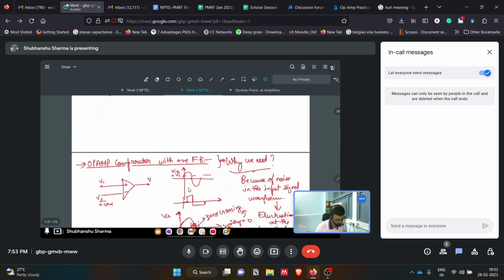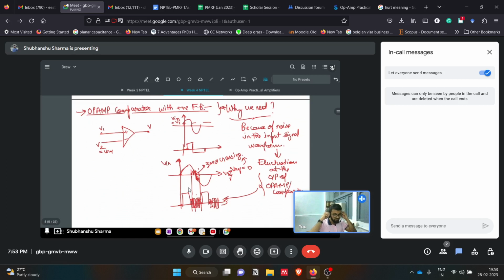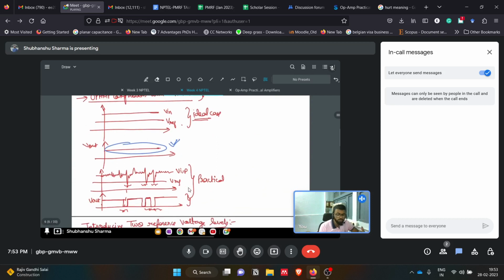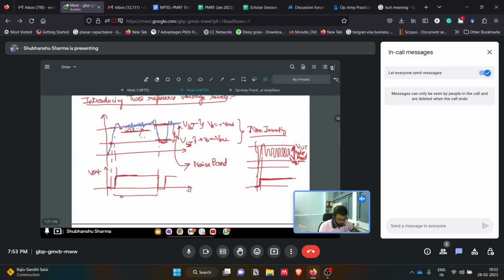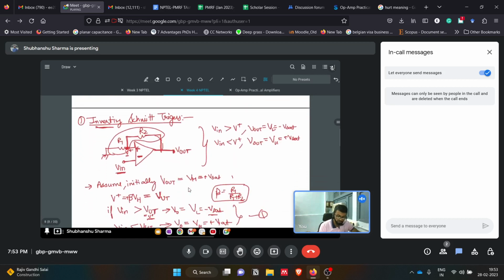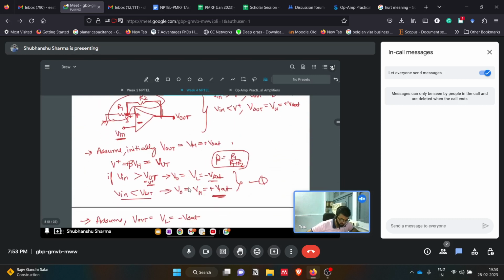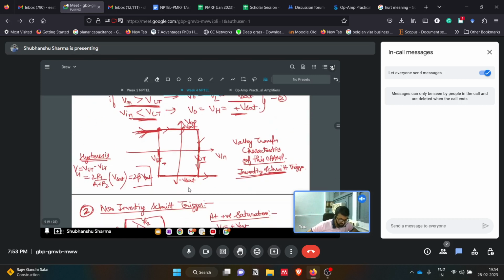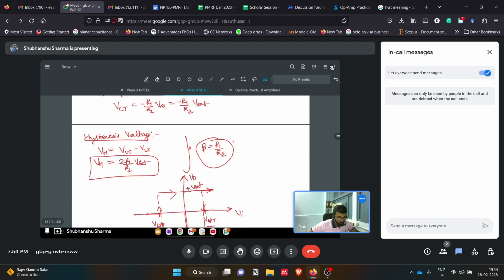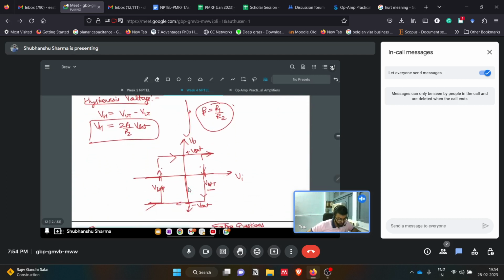Then we moved forward to the op-amp comparator with positive feedback. Why did we need this positive feedback? We needed positive feedback because there was noise, and because of noise we were having fluctuations at the output level. Then we saw the effect of introducing two reference voltages in the circuit, and how they can reduce the effect of fluctuations at the output. The gap between the upper threshold and the lower threshold we termed the noise band. Based on that, we realized circuits like inverting Schmitt triggers and non-inverting Schmitt triggers. We analyzed those circuits and their transfer characteristics, and then we talked about hysteresis voltage, that is the width of this noise band.